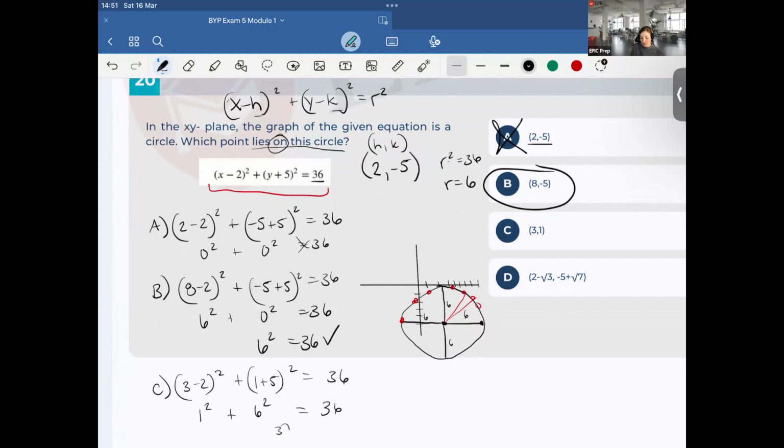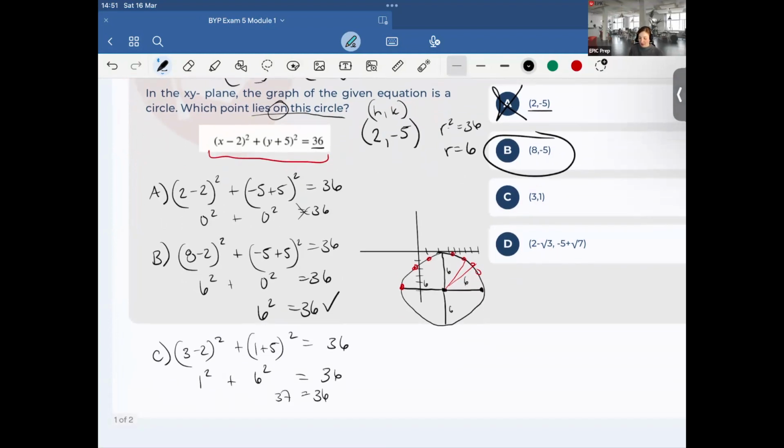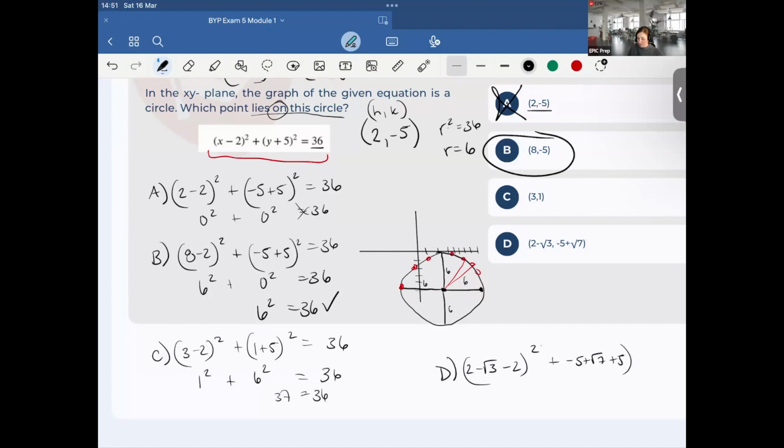No, it's 37. Very close, sneaky, tricky, but not quite. And D, just to show, 2 minus √3. Wait, 2 minus √2 minus 2 squared, and then plus -5 plus √7 plus 5 squared.